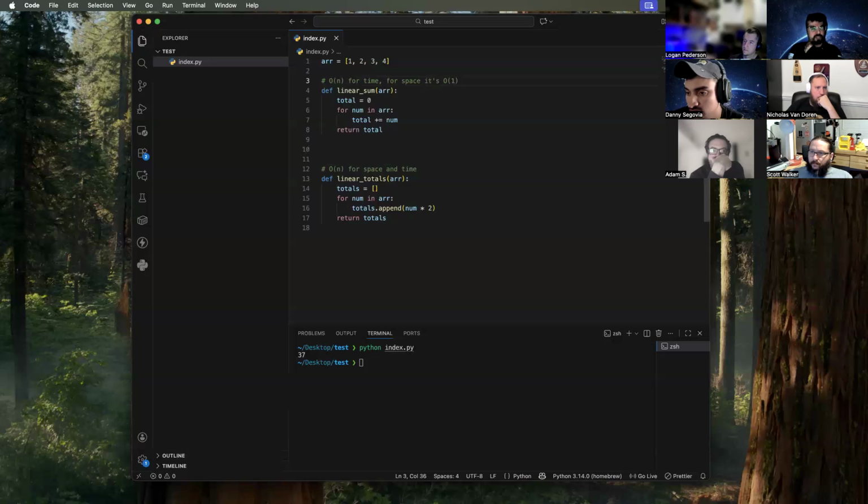What's your function doing in relation to the input? How many iterations? How much space? What's the relationship between input and output? Is it a constant relationship? Is it a linear relationship? Is it a quadratic relationship? Is it exponential relationship? What is it? That will tell you everything that you need to know. I hope that makes sense to everybody because that's really the whole concept.